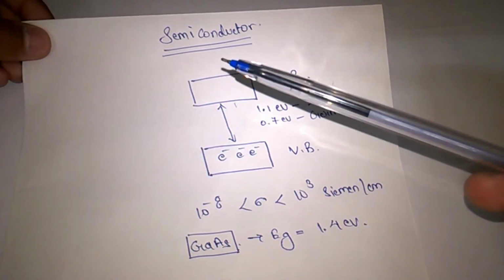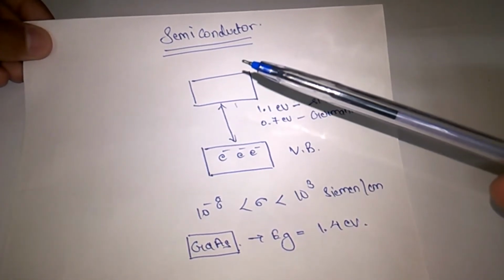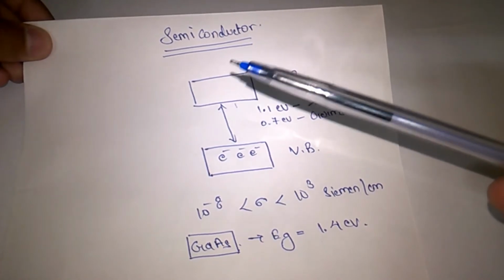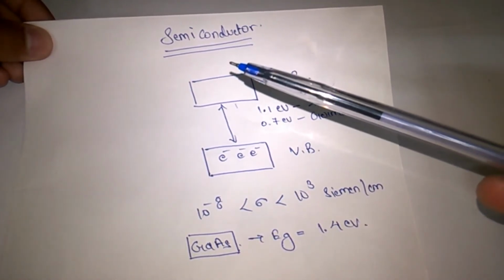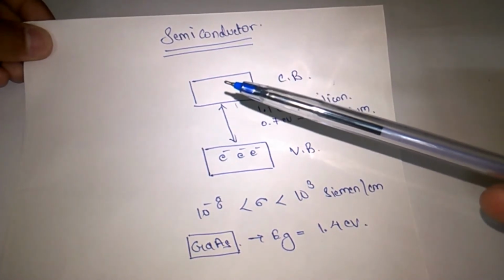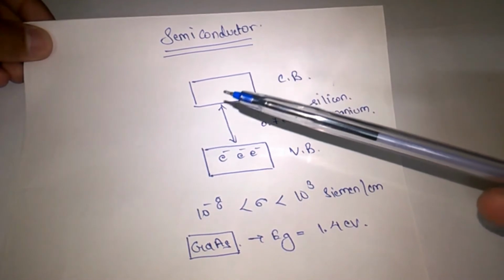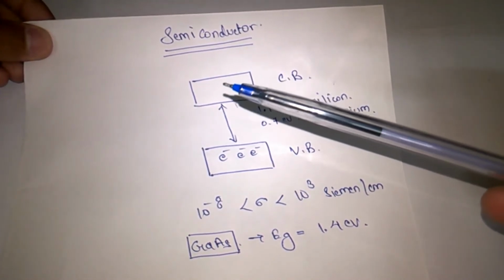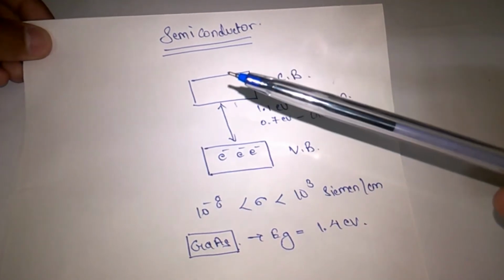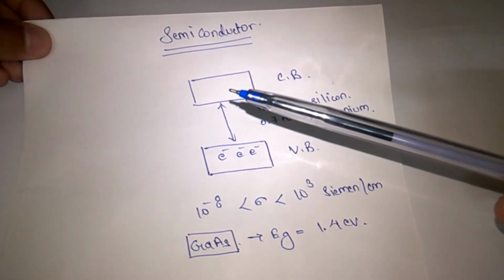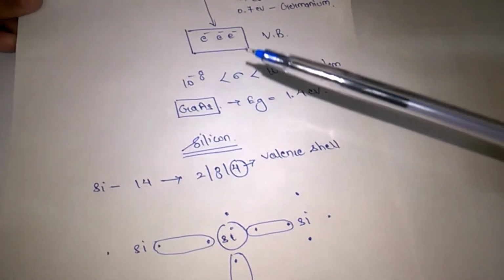Secondly, extrinsic semiconductors are those semiconductors in which we have added impurities, in which we have applied the doping process. That type of semiconductor is known as an extrinsic semiconductor, in which the number of electrons is not equal to the number of holes. So these are the two types of semiconductors which we will discuss now.